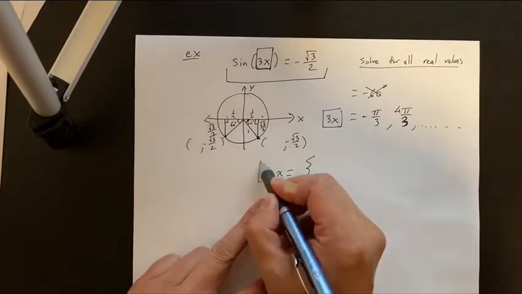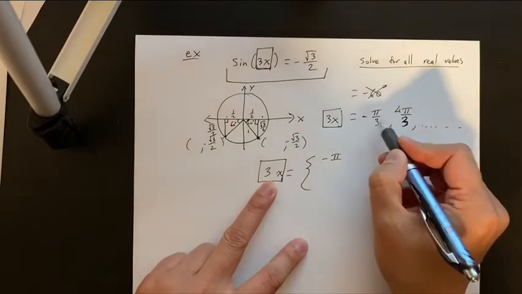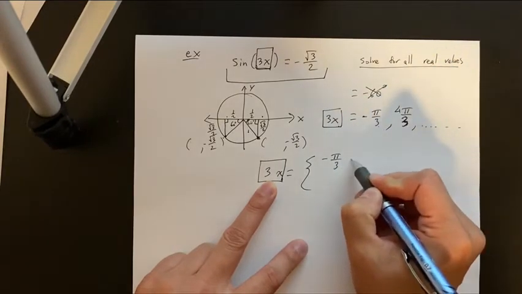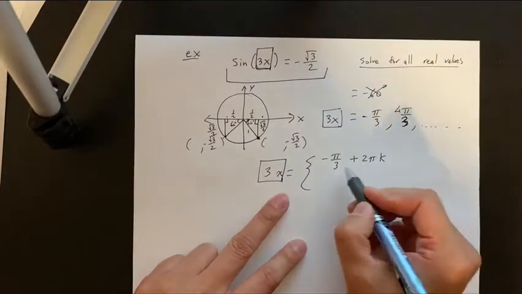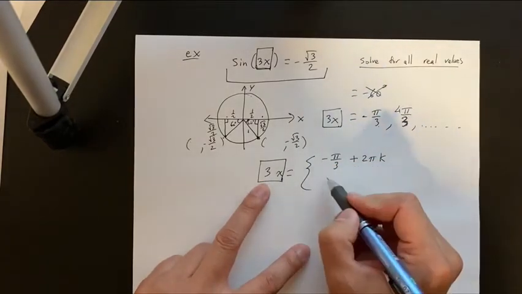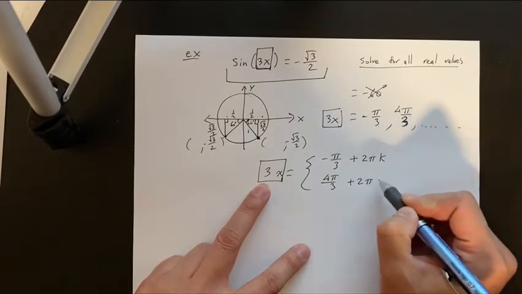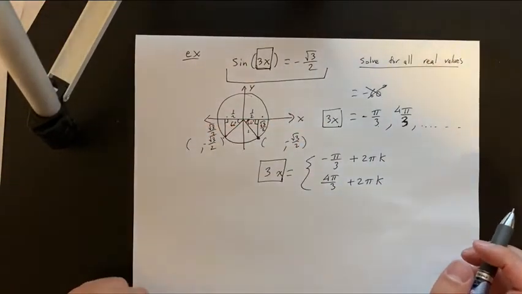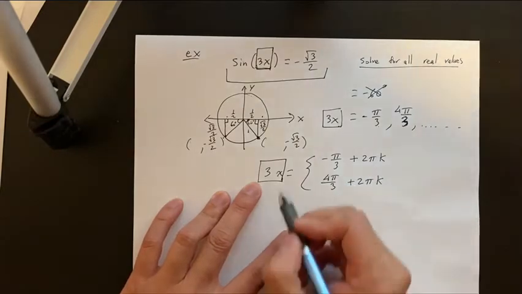The angle, which is 3x, is equal to any coterminal angle to these two angles. So negative pi over 3 plus any multiple of 2 pi would be a solution, and it would be a valid angle. So any of these can be equal to 3x. You can take 4 pi over 3 plus any multiple of 2 pi, and that'll be another angle that you can plug into sine to get this negative root 3 over 2. But we're not solving for the angle, we're solving for x.